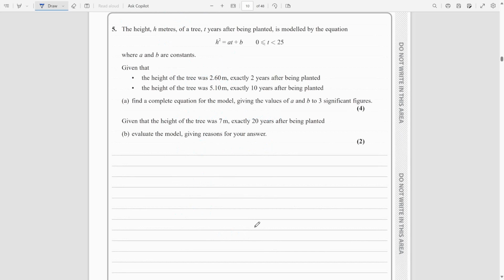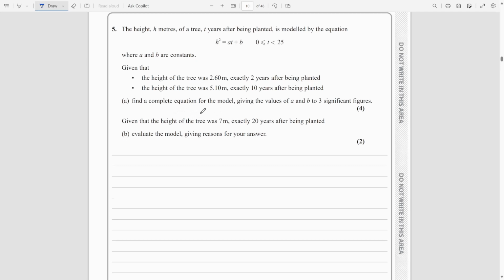Question 5. The height h meters of a tree t years after being planted is modelled by this equation h squared equals at plus b, where a and b are constants. Given that the height of the tree was 2.6 meters, exactly 2 years after being planted, and the height of the tree was 5.1 meters, exactly 10 years after being planted, find a complete equation for the model giving the values of a and b to 3 significant figures.